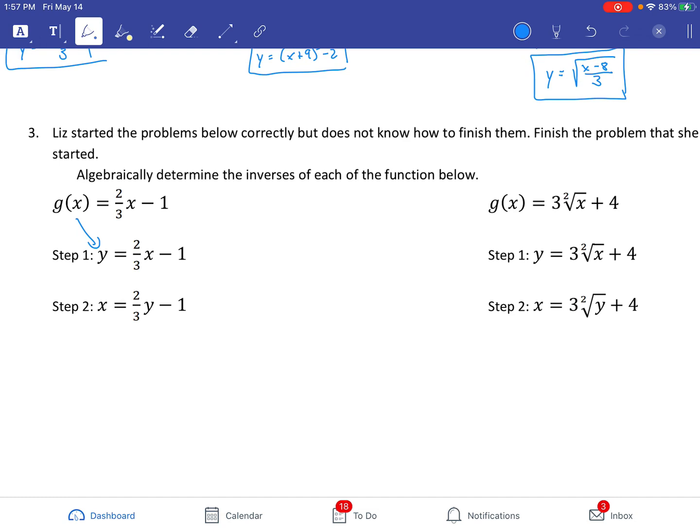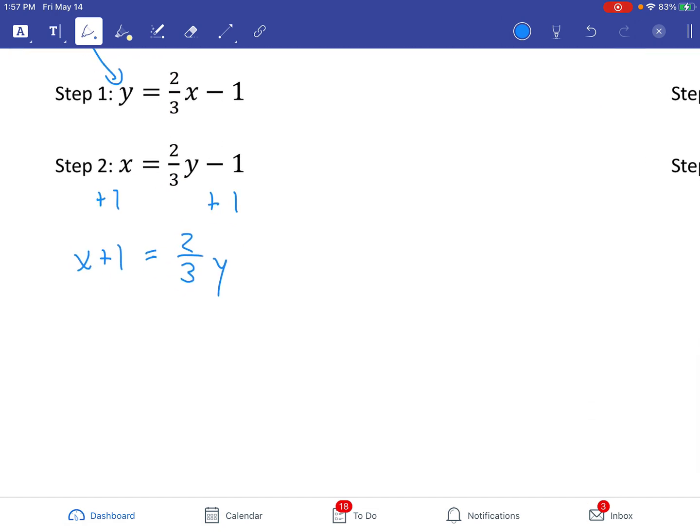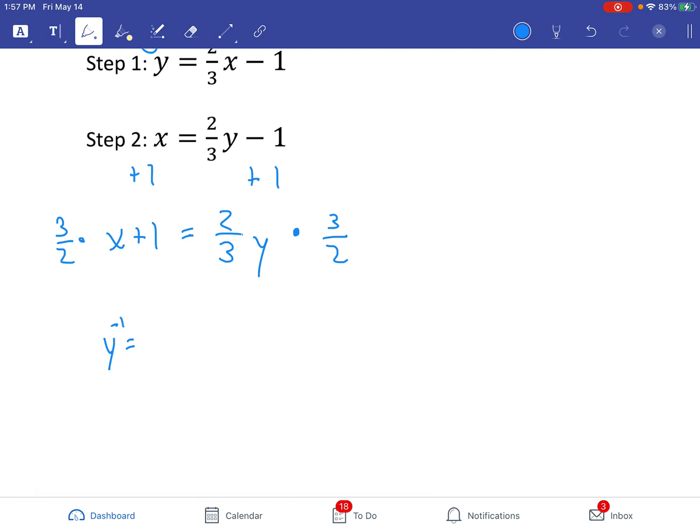So now, just like we did up top with the last 3 problems that we did in this review, we solve for y. So the first step we're going to do is add 1. So we have x plus 1 equals 2/3 y. Okay, next, to get rid of that 2/3, we're going to multiply by its reciprocal. So we're going to get y is equal to, actually we're finding an inverse, right? So we're going to put inverse of y equals 3/2 times x plus 1. And there you go. That's it.